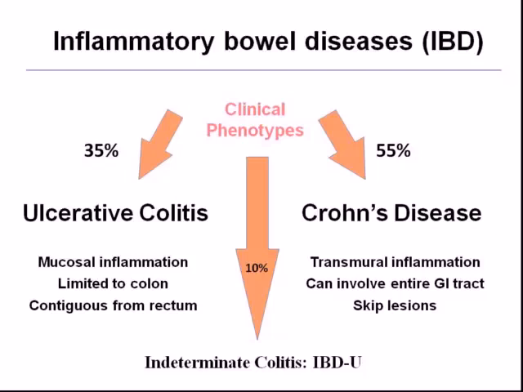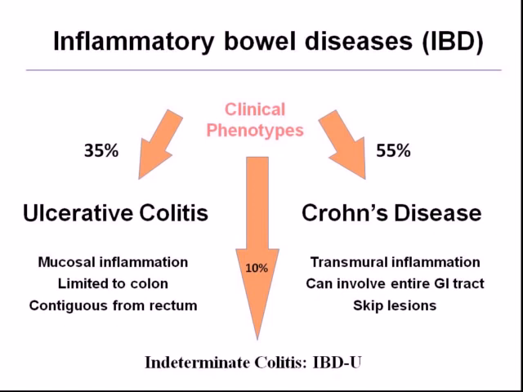The inflammation in ulcerative colitis is mucosal only, whereas the inflammation in Crohn's disease can be transmural, leading to complications such as fibrostenotic disease and penetrating disease leading to intra-abdominal abscess and fistula. About 10% of the time in children, we can't tell which one a child has, and we group these patients into an indeterminate colitis or IBD-U category.